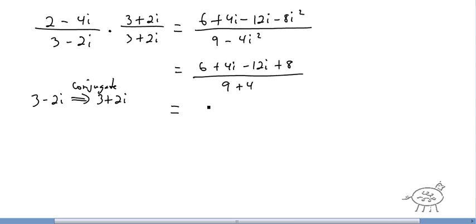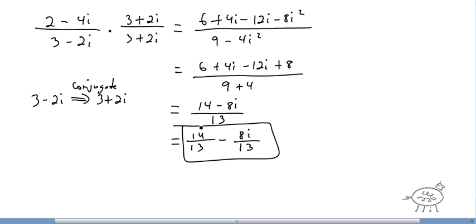So we have 14 minus 8i over 13. Is that our answer? Actually, it's close, but it's not because it's not in standard form. The imaginary part and the real part have to be separate. So the answer is 14 thirteenths minus 8i over 13. That's your answer. Okay, not too awful.